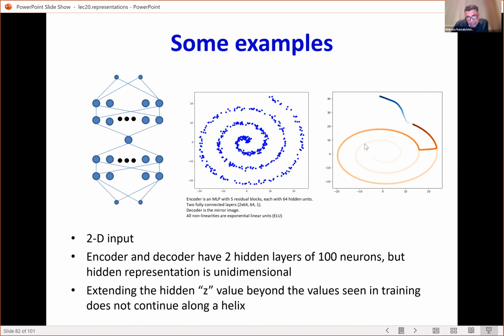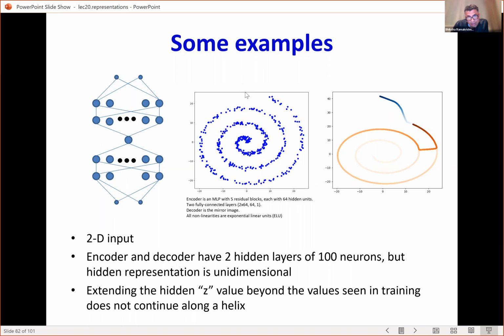What it does over here is that it generates a spiral until here, but then instead of continuing this way, it jumps to the side. So these are just 4 points, false. And then it goes back this way, and then jumps back over here and continues here. Moreover, it stays on the spiral only within the region that it actually saw the training data.